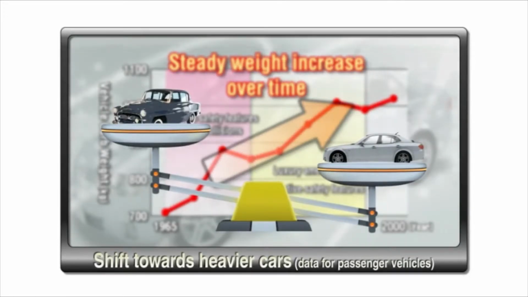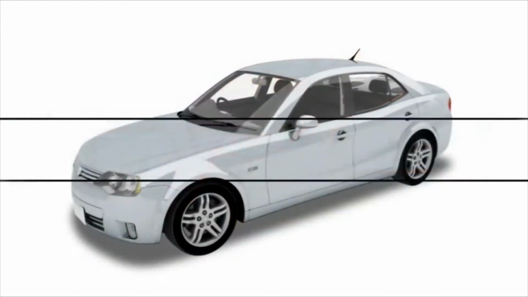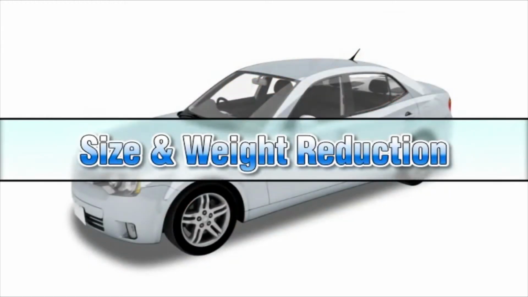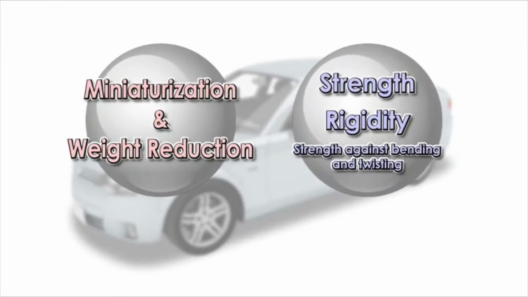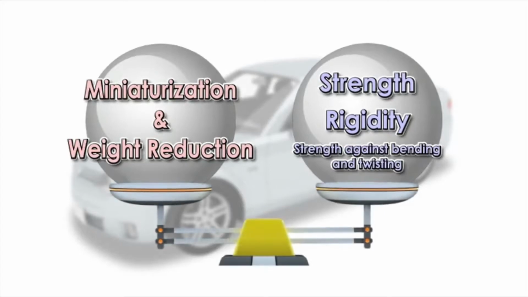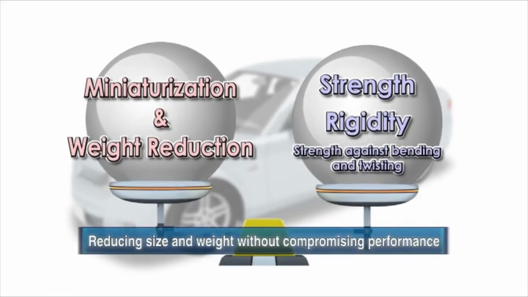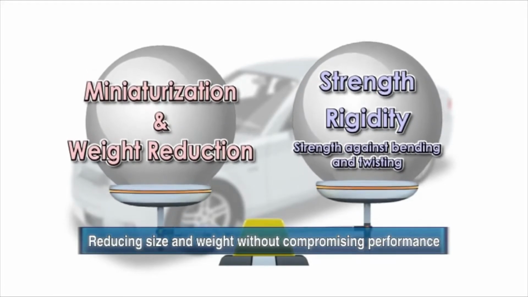In order to improve the fuel efficiency of the automobile, we must first make them lighter. To make this possible, size and weight reduction for each auto part becomes essential. The purpose of size and weight reduction of auto parts reaches far beyond simply shedding the weight. Materials must maintain their hardness and rigidity, that is, the strength to withstand bending and twisting, even as they are downsized.